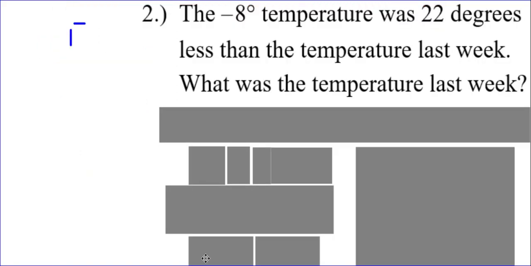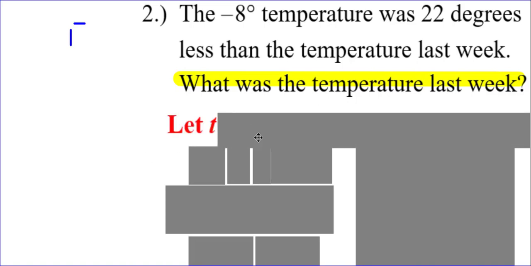All right, let's look at another problem together. It says the -8-degree temperature was 22 degrees less than the temperature last week. What was the temperature last week? All right, first things first, we're going to define our variable. The last sentence is asking the question, and the question kind of refers to the type of thing you're supposed to solve for. This should be what you make your variable to be defined as.